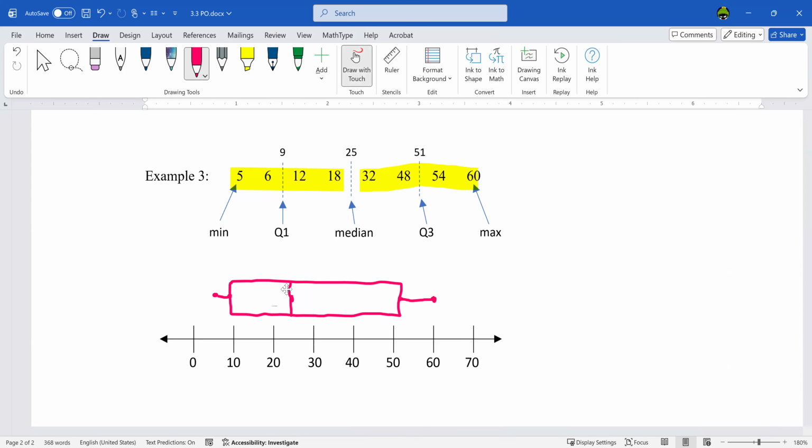All right, and that's the end of the notes for section 3.3.